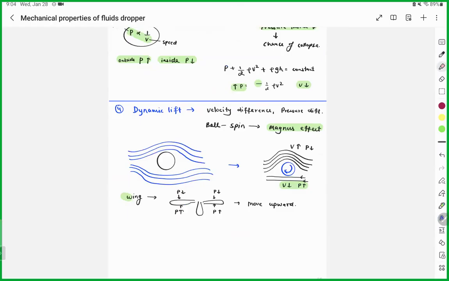And dynamic lift, in the dynamic lift, what will happen? You will see that the aeroplane wing will be managed in such a way that it can lift accordingly, and whenever you want to reduce pressure, you will reduce the area, so it can come down.